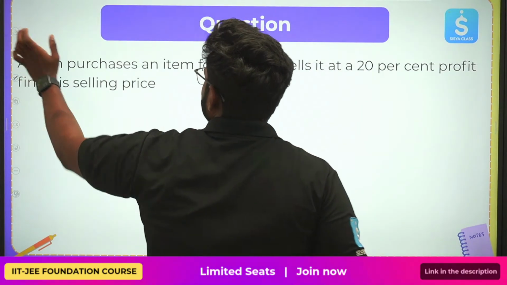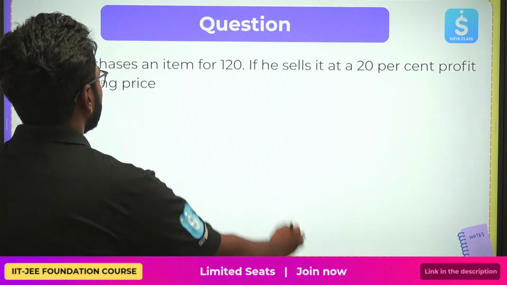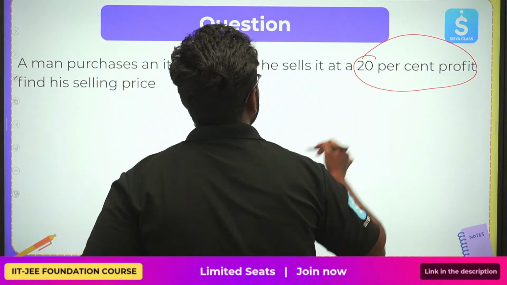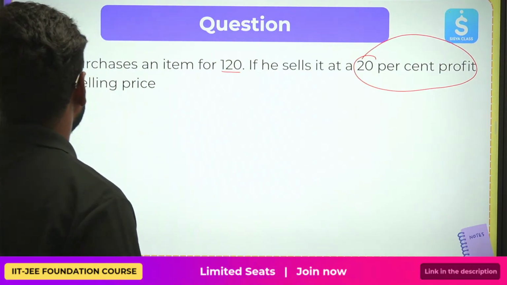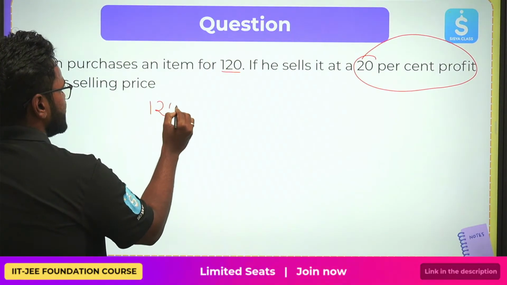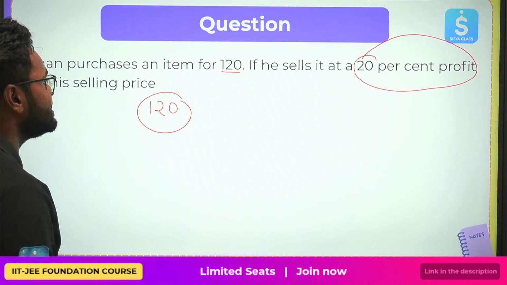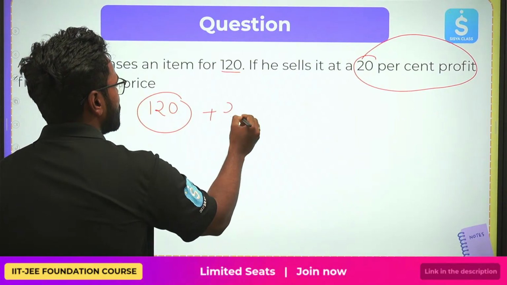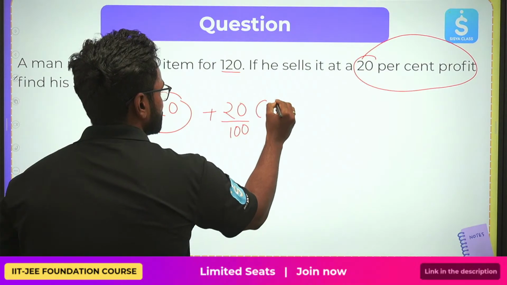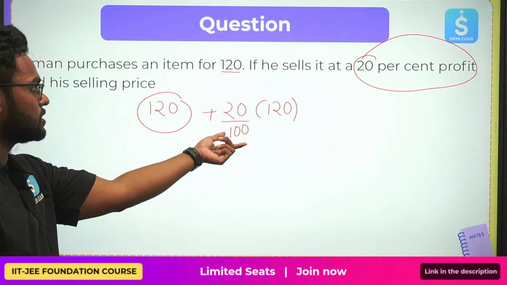Now the second thing is, a man purchases an item for 120 rupees. He then sells at 20% profit. Find his selling price. He is buying this at 120 rupees. He is selling this at 20% more, 20% of this price, right? He's selling this at more than 20% of the original price.